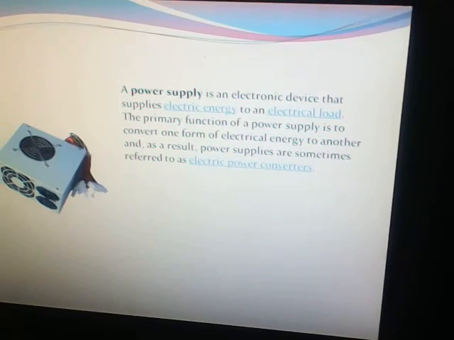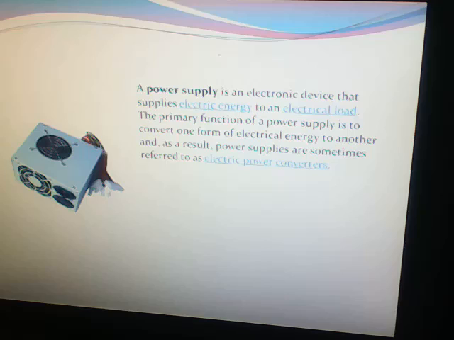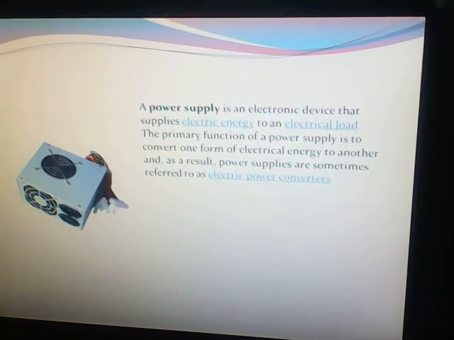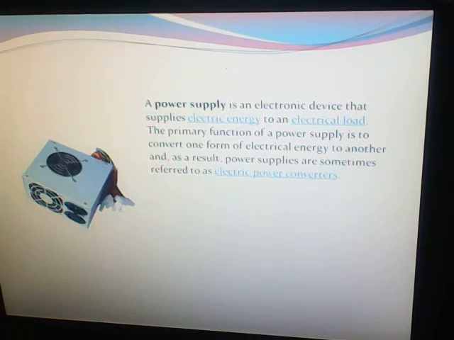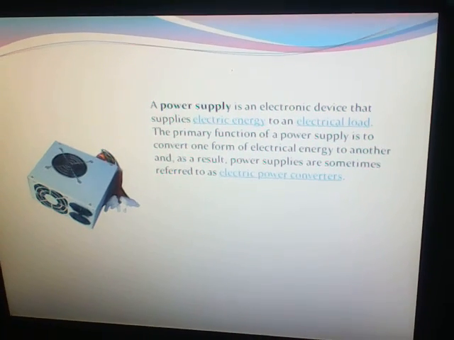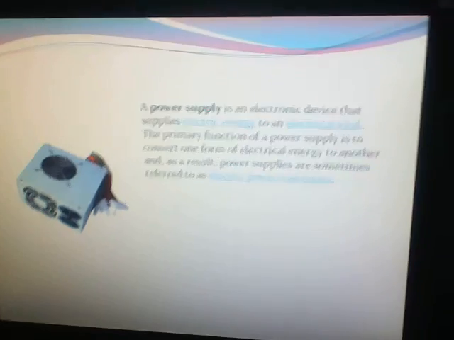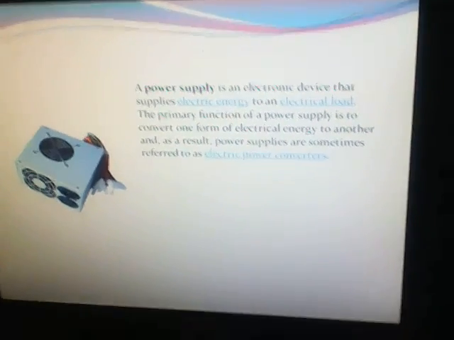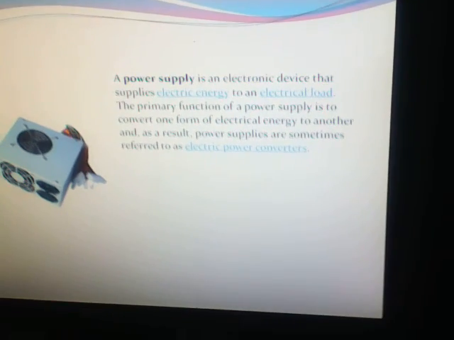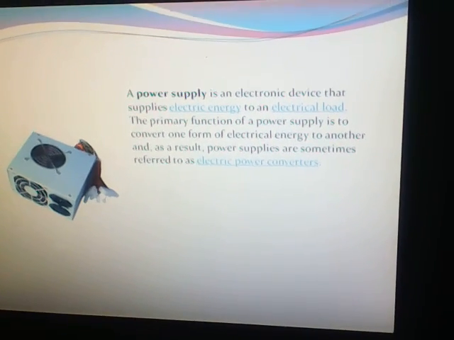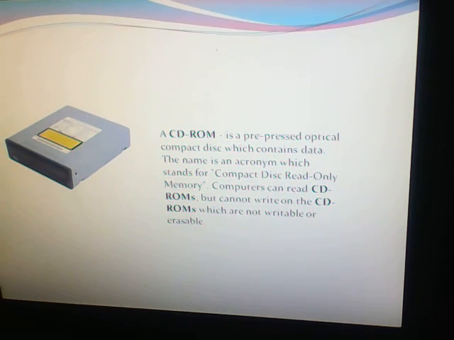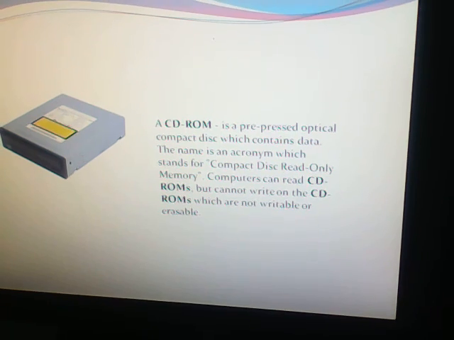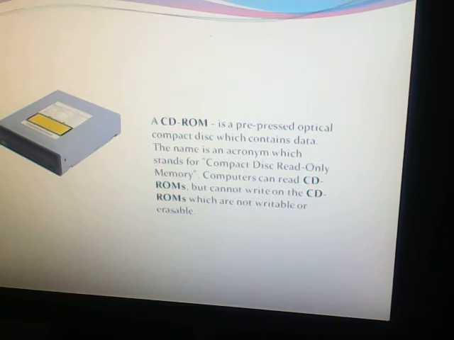A power supply is an electronic device that supplies electrical energy to an electrical load. The primary function of a power supply is to convert one form of electrical energy to another, and as a result, power supplies are sometimes referred to as electric power converters. A CD-ROM is a prepressed optical compact disc which contains data.